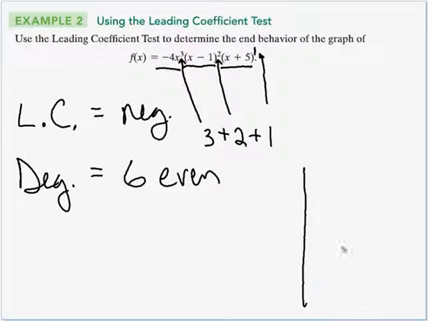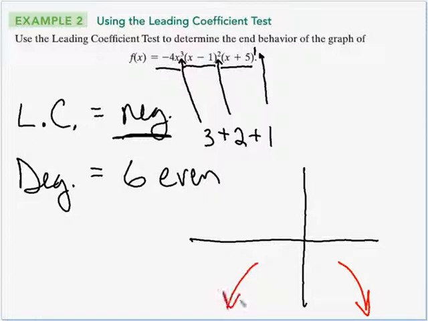All right, so what's the end behavior of the graph going to be? Well, we know it's even, so it's going to be going up or down together. And it is a negative leading coefficient, so that means we're going to be opening down to the left and down to the right. Again, these other terms are going to put some twists and kinks in the middle. We don't know what that looks like, but we do know the end behavior.